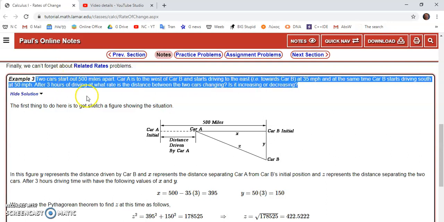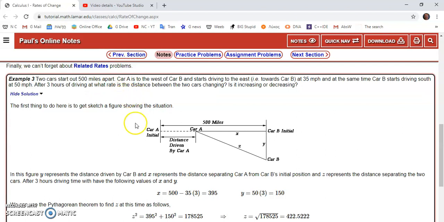Two cars start out 500 miles apart. Car A, which is here at the initial distance, is to the west of car B and starts driving in a straight line towards car B at 35 miles an hour. At the same time, car B, which is at this point here, starts driving south at 50 miles an hour. So far, so good. Now here comes the problem. It says, after 3 hours of driving, at what rate is the distance between the two cars changing? And is it increasing or decreasing?